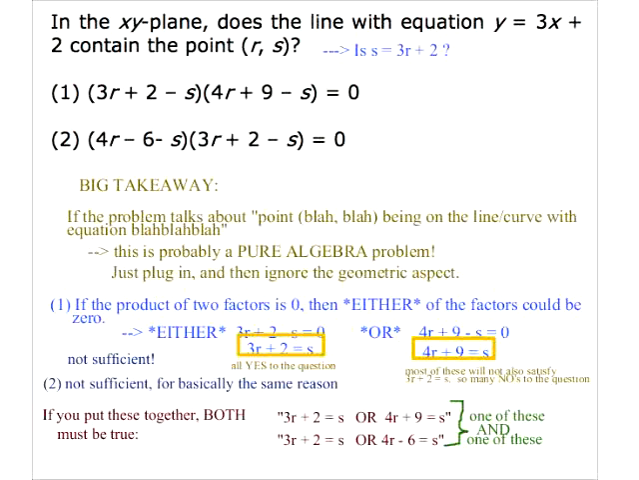Notice, it's impossible for both of these things to be true at the same time. You can't have 4R plus 9 equal to S and 4R minus 6 equal S. That is super, super important. These can't both be true at the same time.